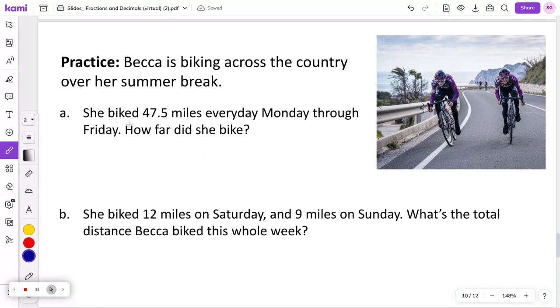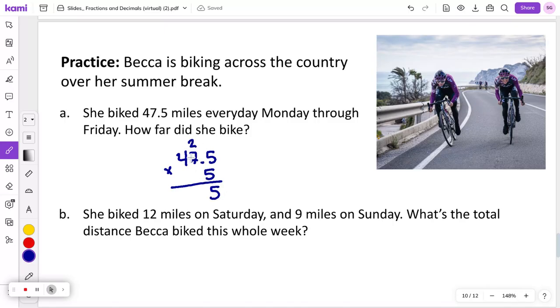For the first one, we know she biked 47.5 miles every day, and we are told she does that every day, Monday through Friday. So Monday, Tuesday, Wednesday, Thursday, Friday, each day, this is what she bikes. And so to figure out the total distance she bikes, I'm going to take this and multiply it by those 5 days. When I do that multiplication, 5 times 5 is 25.